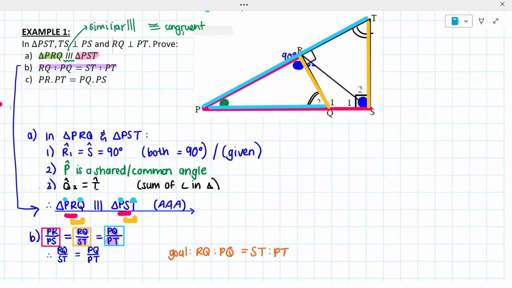Now, if I look at what I have, RQ is already on the left-hand side, but I somehow need to get this PQ to join it. PT is already on the right-hand side, but I somehow need to get this ST to join it. And this is where we just need to be able to manipulate our fractions, our expressions. Now, there's lots of different ways that you can go about doing this, guys.